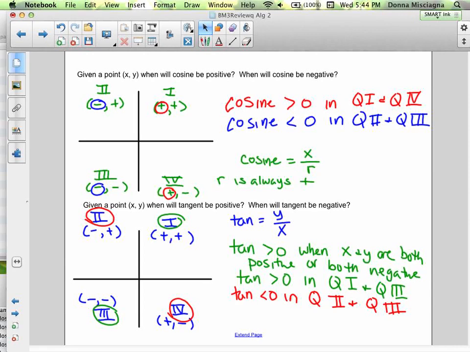Right? So in this case, tangent is positive when x and y are both positive, or x and y are both negative. If they have different signs, in the second quadrant, the x is negative, the y is positive, tangent's negative. In the fourth quadrant, x is positive, y is negative, tangent's negative. Okay?